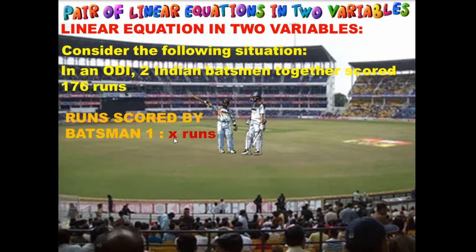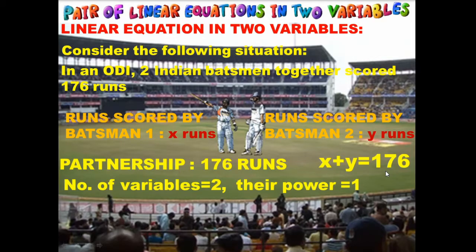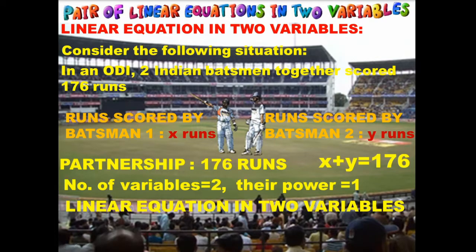So let me assume that the runs scored by batsman 1 be X runs and the runs scored by batsman 2 be Y runs. And given their partnership is 176 runs, that is the total runs scored by them is 176. So obviously the equation will be X plus Y equal 176. So in this equation, we observe that there are two variables, namely x and y, and also their power equal 1. So this is an example of linear equation in two variables, right?